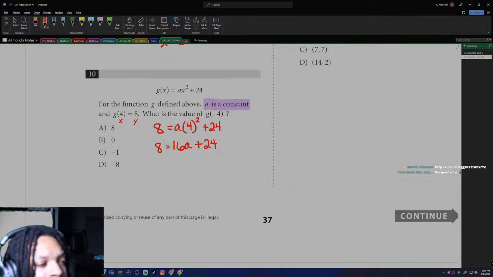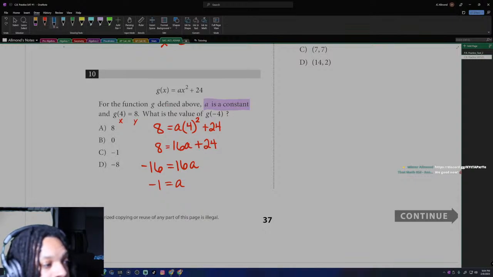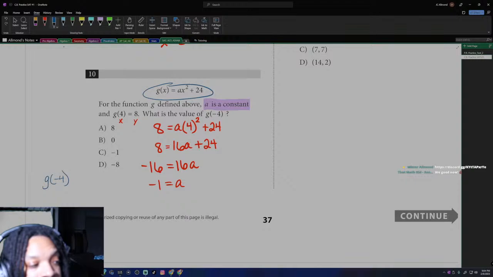So I've got to subtract 24 from both sides. What the heck is that? 24, 23, 22, 21, 20, 19, 18, 17, negative 16. Okay. That would make a negative 1. Okay. Now that I know that, I can find g of negative 4. So I'm going to do that right here. g of negative 4 is just this thing, but whenever x is negative 4. And again, we know that a is negative 1. So I'm going to say negative 1 times.